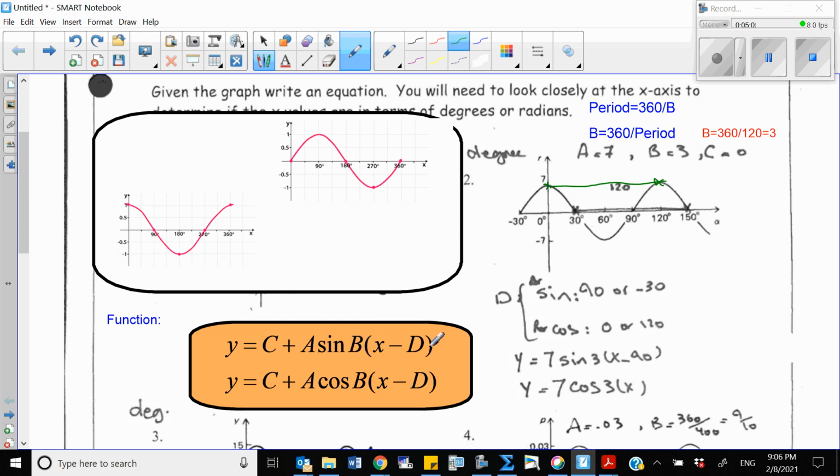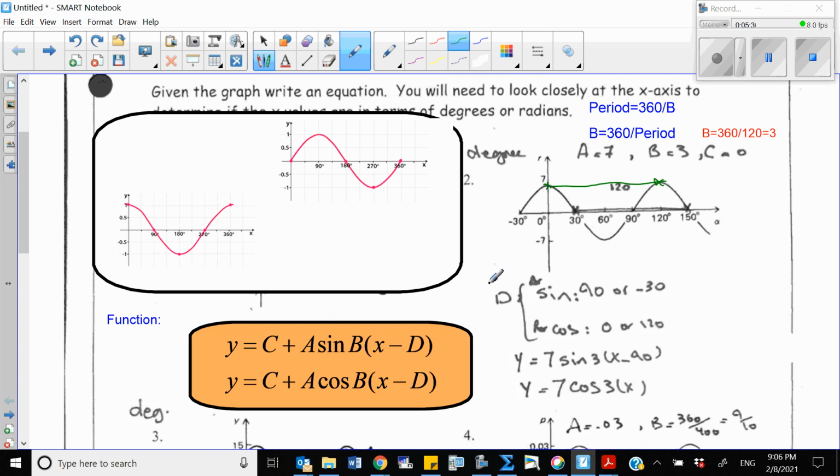The d-value depends on what kind of function you want to write. Do you want to write a sine or cosine? Basically, for these kinds of problems, you can write an infinite number of equations. You can write sine, cosine, positive or negative cosine, and with any phase shift that you want. We can choose one or two of them. I'm going to do one or two of them here for you.